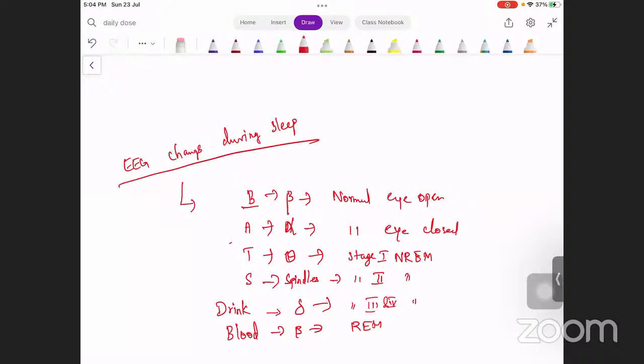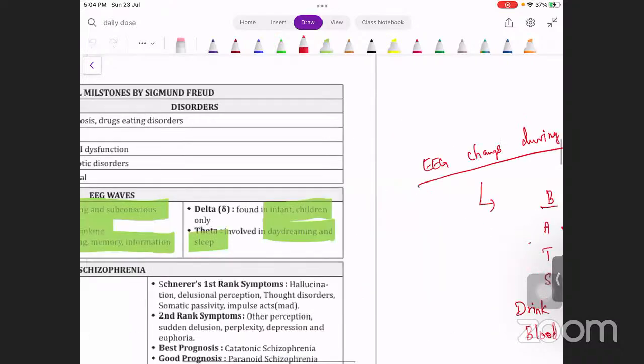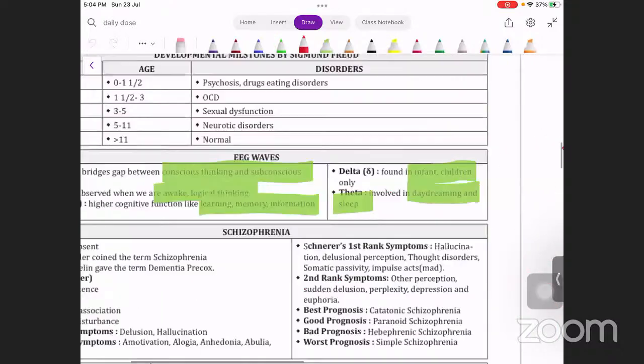They have asked this several times in FMGE, so write it next to your notes: Bats Drink Blood. B stands for beta wave, normal, eyes open. A stands for alpha wave, normal, eyes closed. T stands for theta wave, stage 1 NREM. S stands for sleep spindles, stage 2 NREM. D stands for delta wave, stage 3 and 4 NREM. And B stands for beta wave, REM sleep. Okay, so these are the EEG waves.